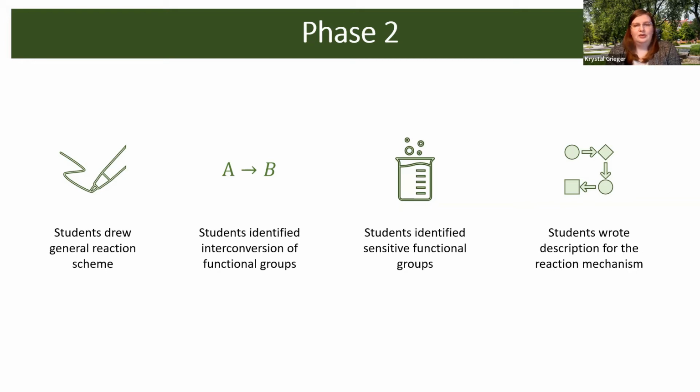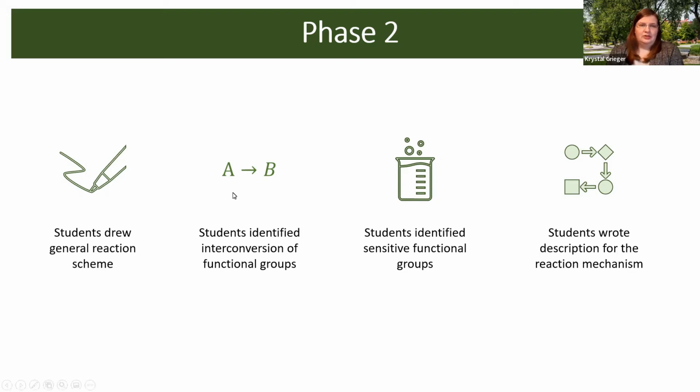And then we had them go through, because at that point in time they're also looking at protecting groups and had covered that, and identify what sensitive functional groups would be in that reaction, and so would need protecting groups. And then we had them write the description for the reaction mechanism after they had turned in their image of it, so that we could check, make sure the image was right before they worked on typing out their description.